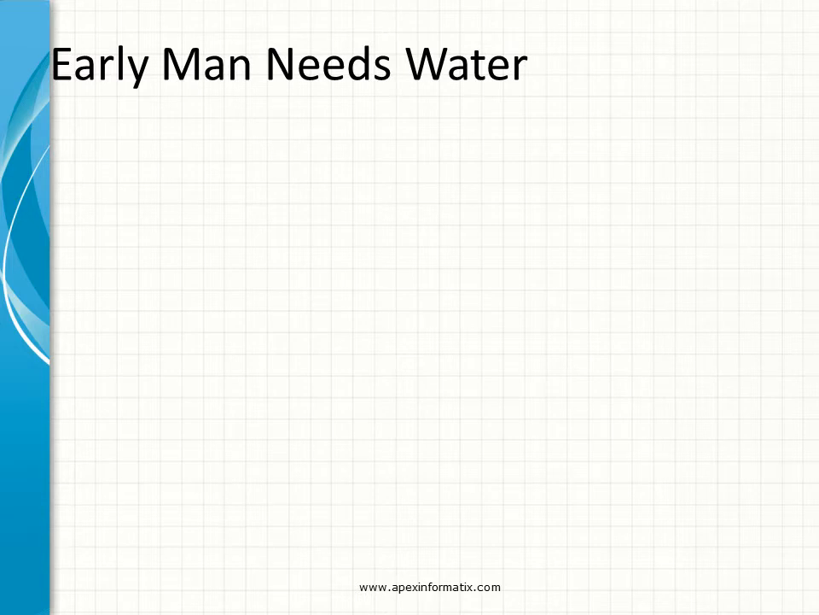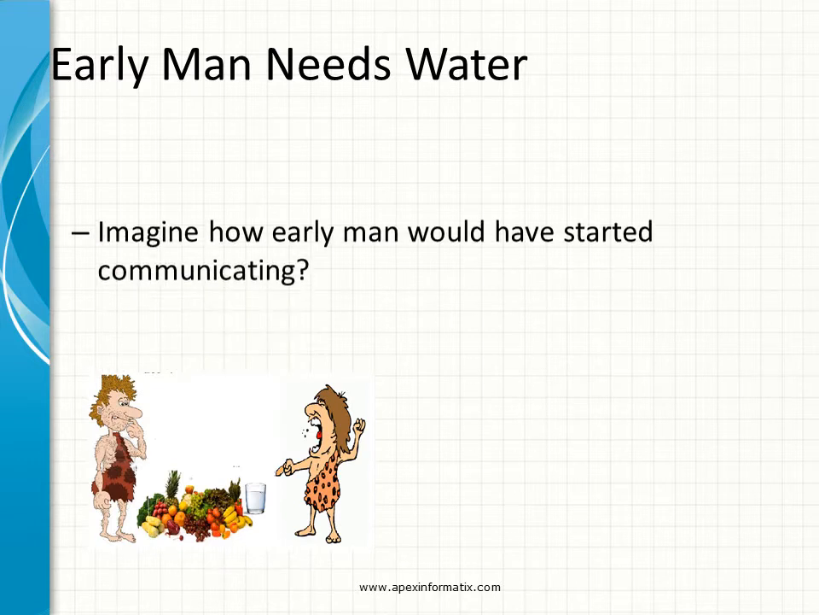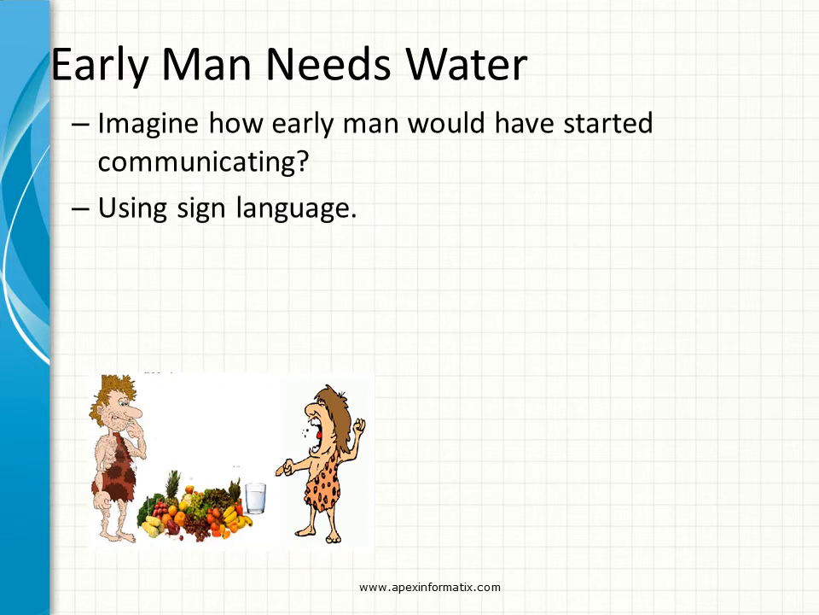Then what was the problem? Why did all the languages come into picture? Let's try to understand this using early man's example. Imagine our early man is thirsty and he needs a glass of water. Now, if language was not developed at that point of time, how would he have communicated to the other person what he wants? Maybe using the sign language?